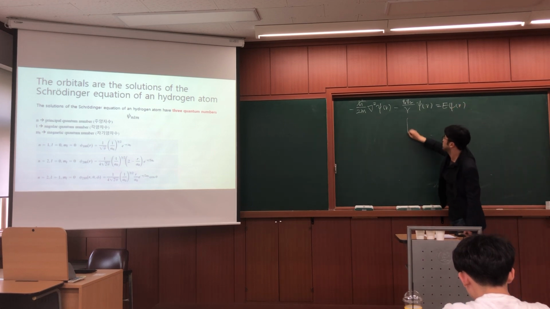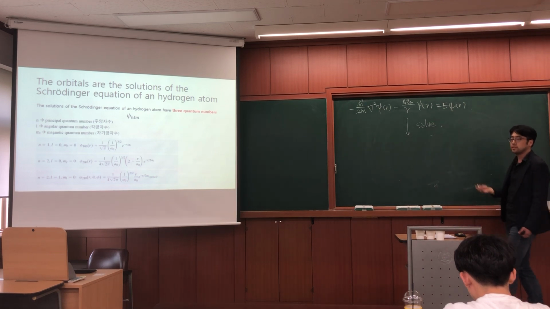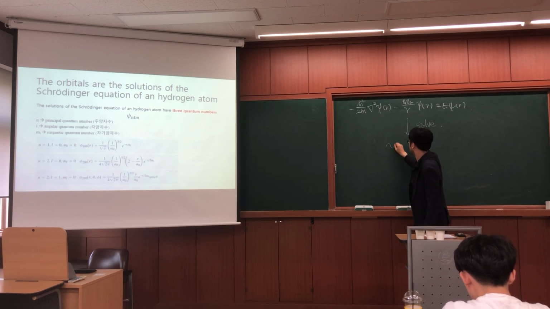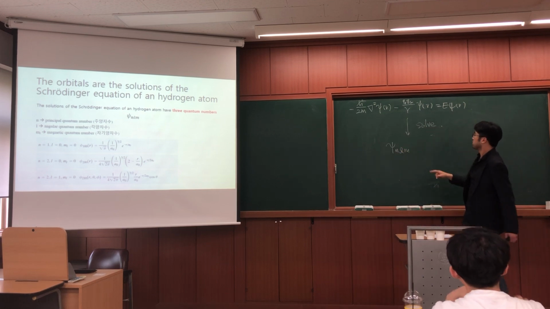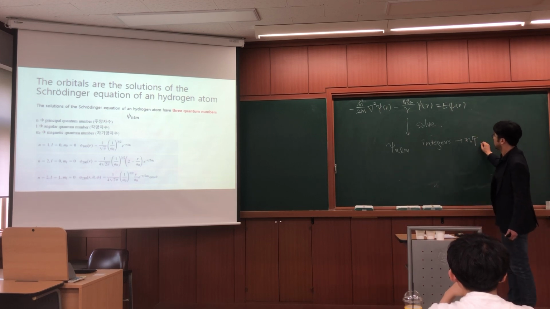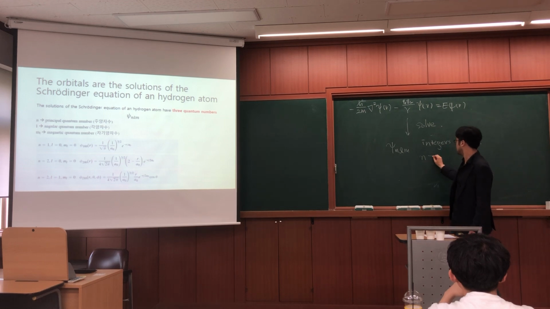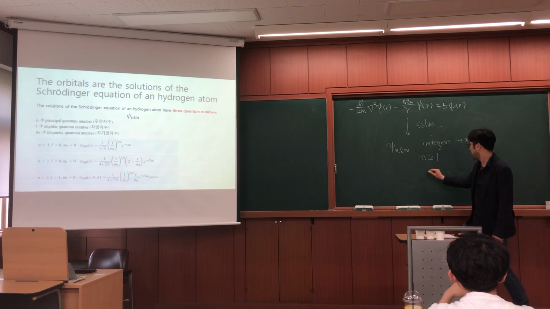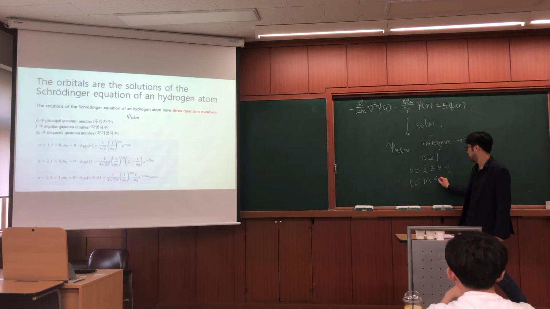So this is the Schrödinger equation, and if we solve it through very complex steps, which you don't have to worry about, we get the solutions psi n l m. These n, l, m are integers. n is an integer greater than or equal to 1. l has values from 0 to n minus 1, and m has values from minus l to l.